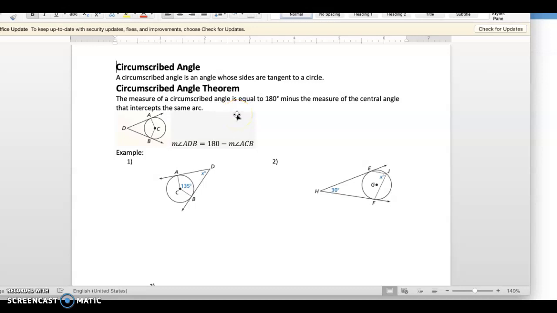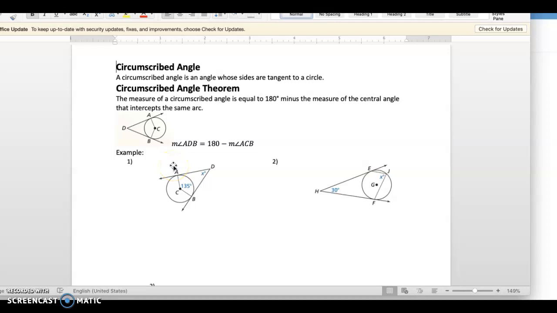This is the second and last video from chapter 10, section 5, and it is on circumscribed angles. Those angles are ones that have sides that are tangent to the circle. So we'd be talking about angle D, and one side, AD, runs and touches the circle at one point, and same thing with BD, it runs and touches the circle at one point.